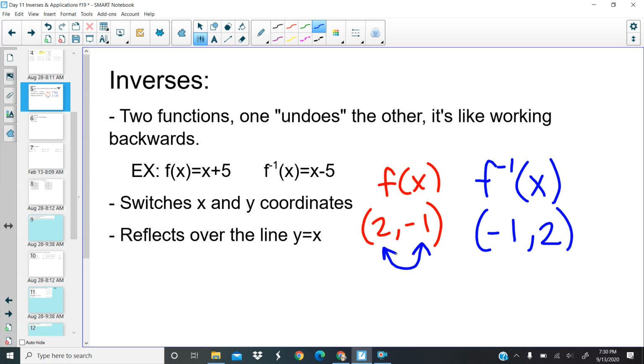On a graph, a function and its inverse are going to reflect over the line y equals x. We're going to look at that a little bit more in a minute or two. But let's keep going on what these inverses are and what they do.